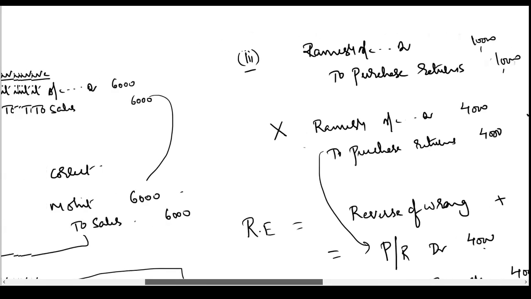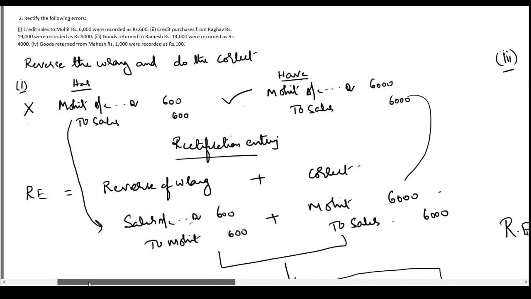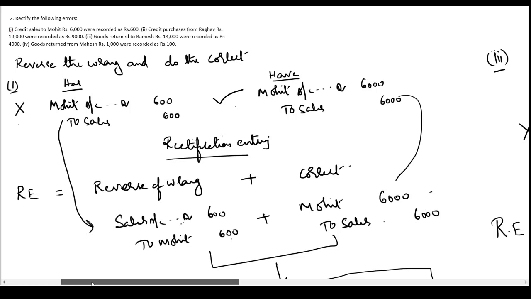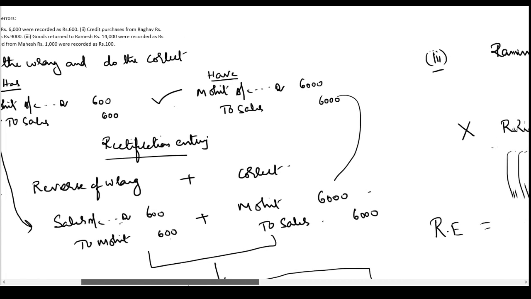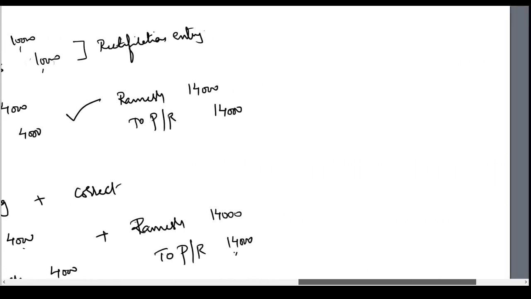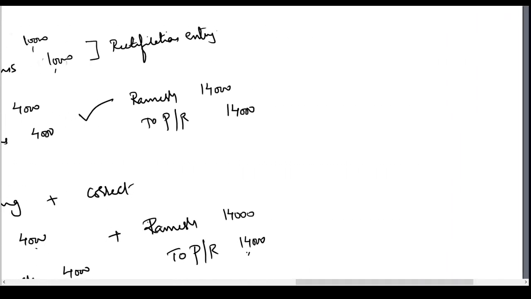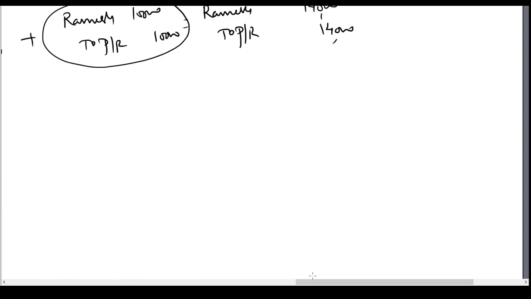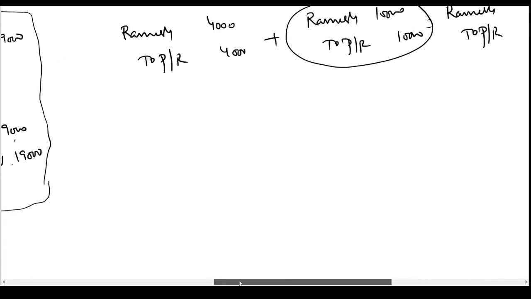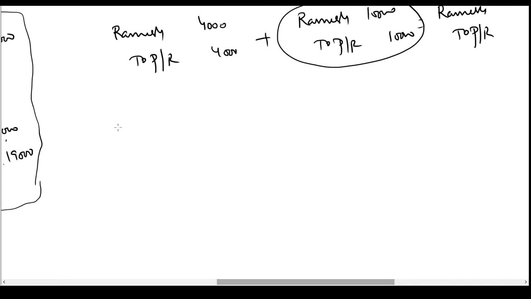Okay, let us see the fourth situation now. Goods returned from Mahesh 1,000 recorded as rupees 100. Goods returned from Mahesh, that means Mahesh is returning goods to us now. So when Mahesh is returning the goods, what is the entry we should pass? When Mahesh returns the goods, we should pass the entry sales returns account debtor to Mahesh with the full 1,000 rupees. But what we have done is, instead of recording 1,000, we have recorded only 100. That means we have recorded 900 rupees short. So we'll now pass the entry for the short amount.